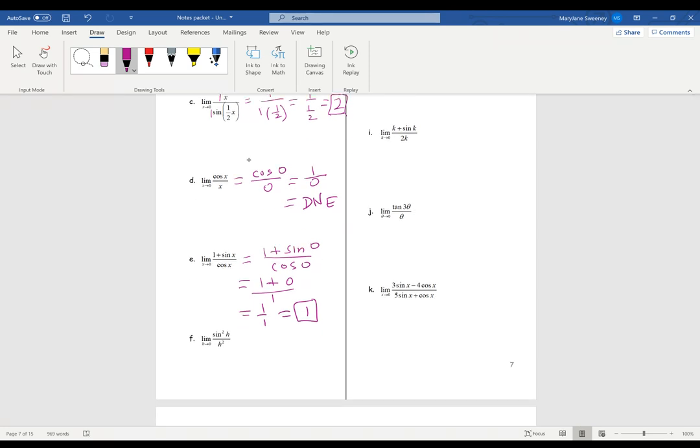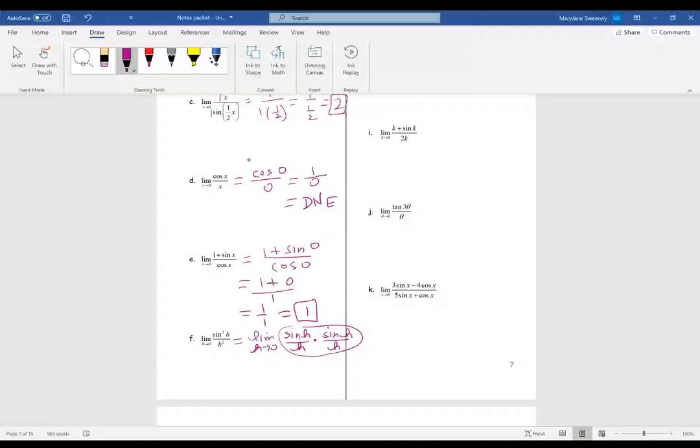The next one, if I were to plug in, I'm going to get 0 over 0, indeterminable form, right? Because sine of 0 is 0, and 0 squared is 0. So I'm going to get the indeterminable form, which means I need to do something else. So I'm going to need to separate these into two fractions. If I think about it, this is sine h times sine h. That's what sine squared h means. And this is h times h to give me h squared. So you've got to think of multiplying this through.